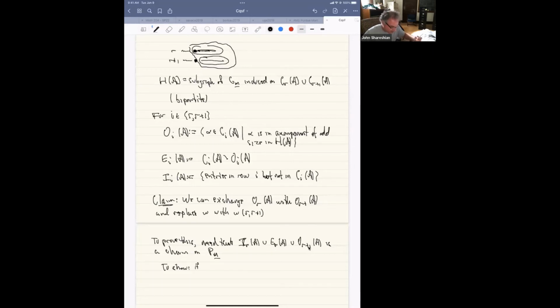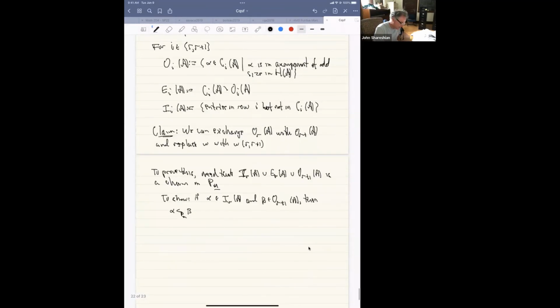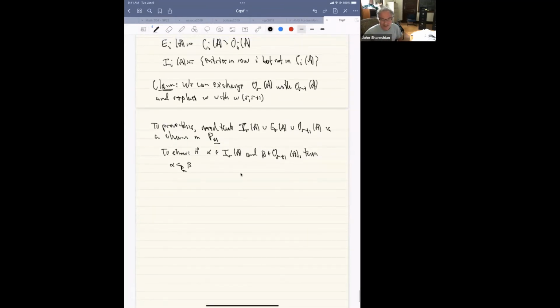to show, what do I want to say? If alpha is in IR of A and beta is in OR plus 1 of A, then alpha is less than beta in this poset. That's the key point. Of course, you have to do something similar for IR plus 1, ER plus 1, and OR, but the idea is just the same.